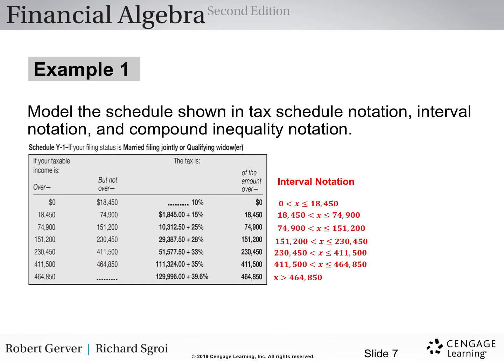Lastly, let's look at interval notation here. Let's look at the same row we've been using before. Over $230,450, but not over $411,500. That would be written as 230,450 is less than x is less than or equal to 411,500. So this would be interval notation.